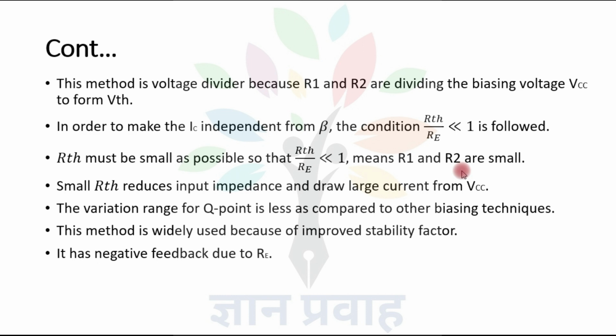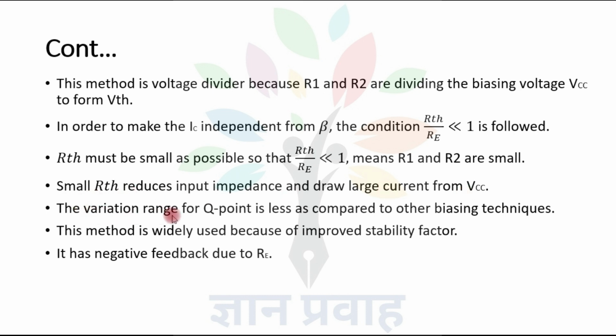So that is the main advantage of this biasing circuit as compared to other biasing circuits. That's why this biasing circuit is widely used as compared to others. And a small RTH reduces input impedance and draws large current from VCC. That is the limitation of this configuration.